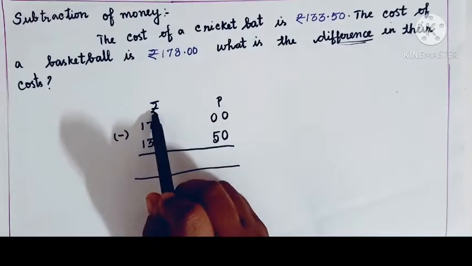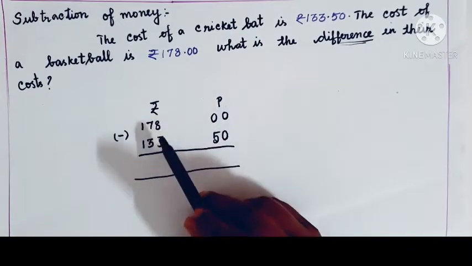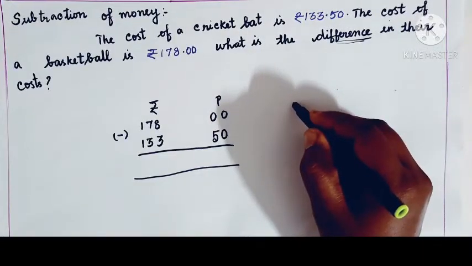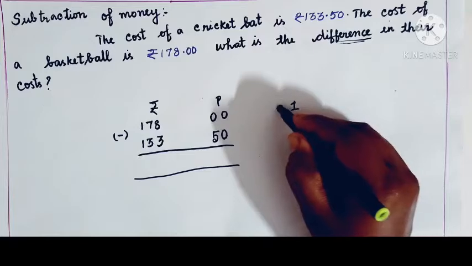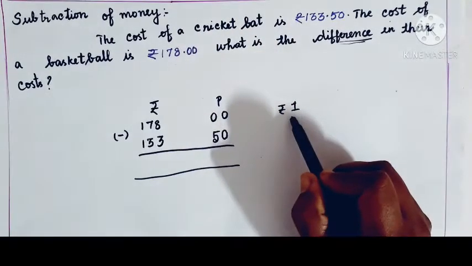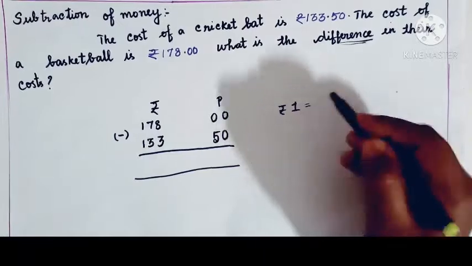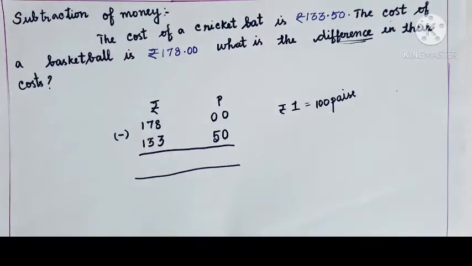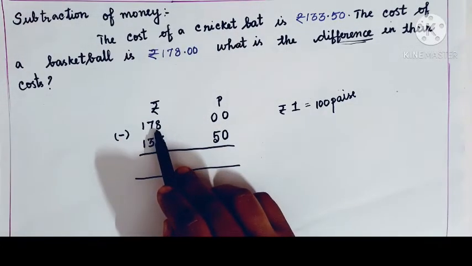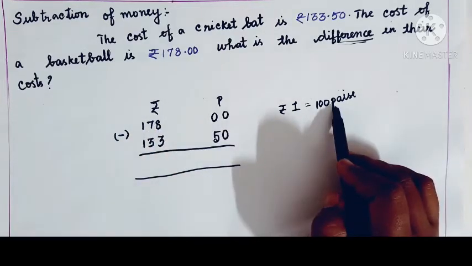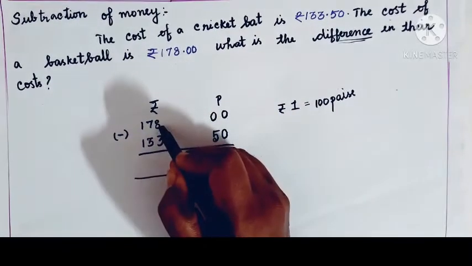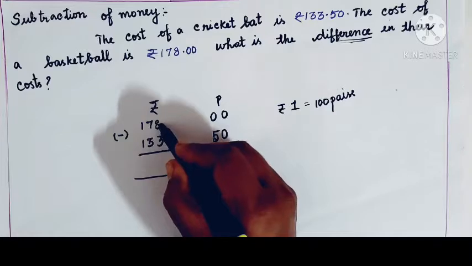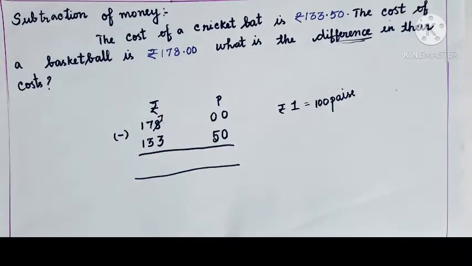Right? Here it is rupees, here it is pies. So you can't simply put 1. You have to write it as 1 rupee you are going to borrow. Just listen carefully. 1 rupee you are going to borrow. If you change it into pies, what will happen? 100 pies. I hope you can understand. You are going to take 1 rupee from here. So that 1 rupee is equal to 100 pies. So now this will become what? If from 178 I take 1 rupee, it will become 177. Is it clear? Fine.